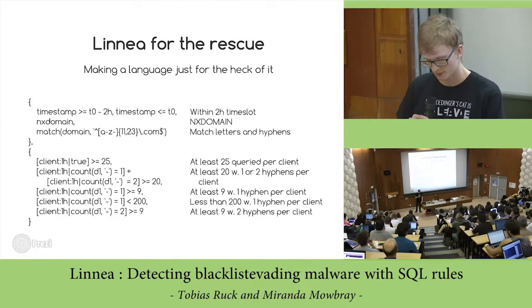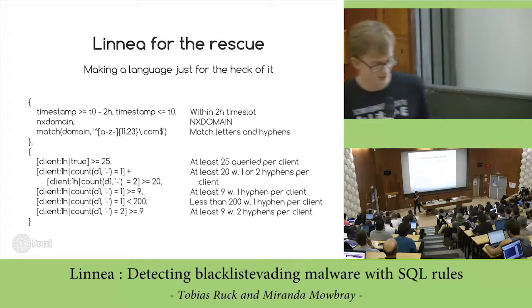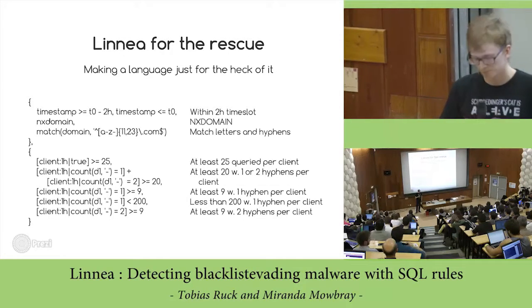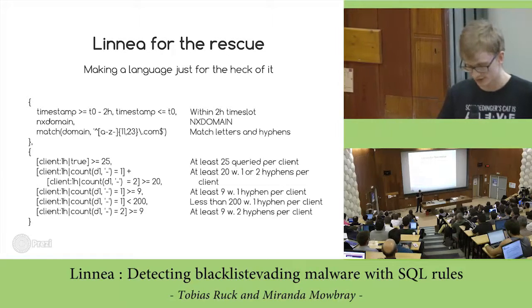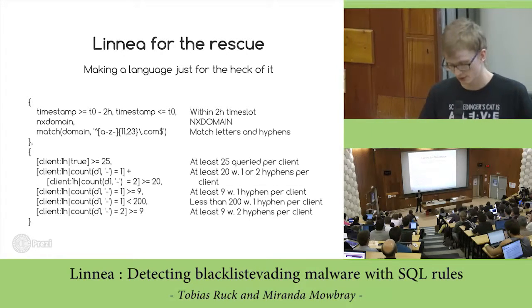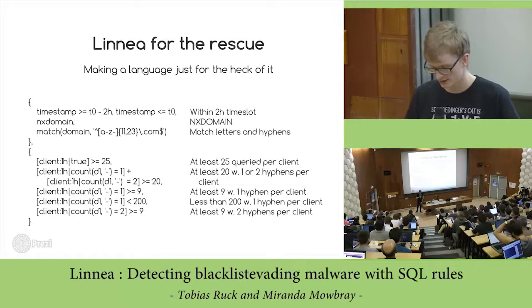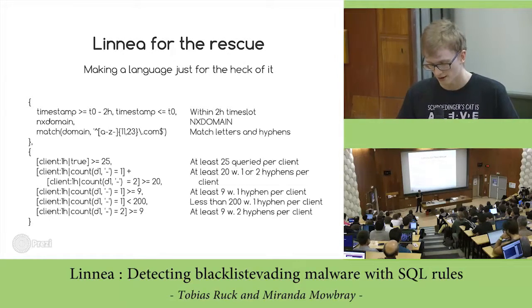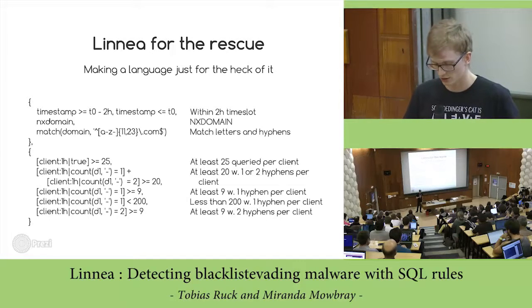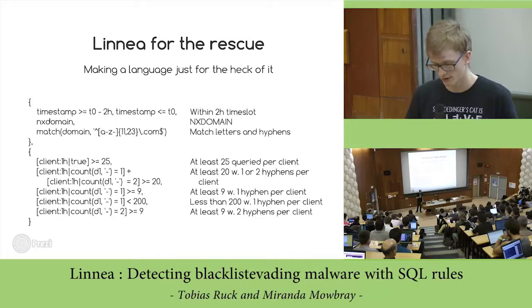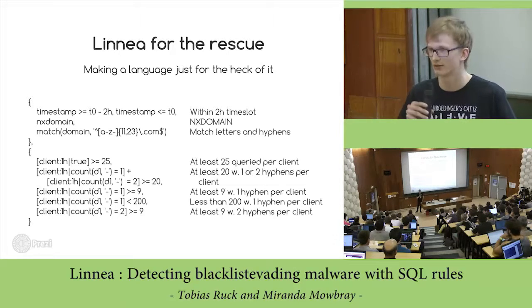So this is exactly the same query, but in a different notation. In the first block, you can see that we limit our time frame to 2 hours. We select only those that are non-resolving, as NX domains. And then we match only those that have letters and hyphens with a length of 11 to 23 and suffix .com.